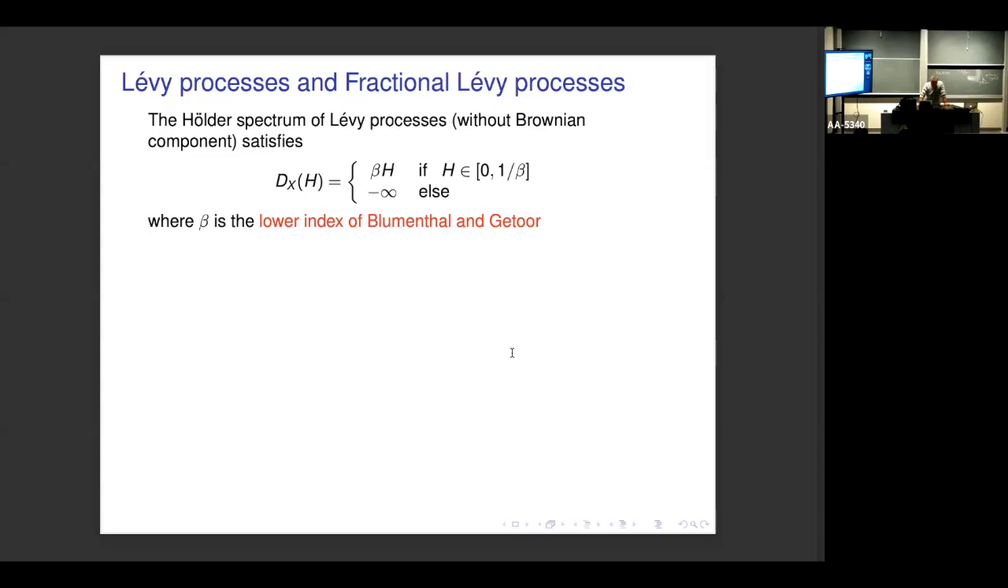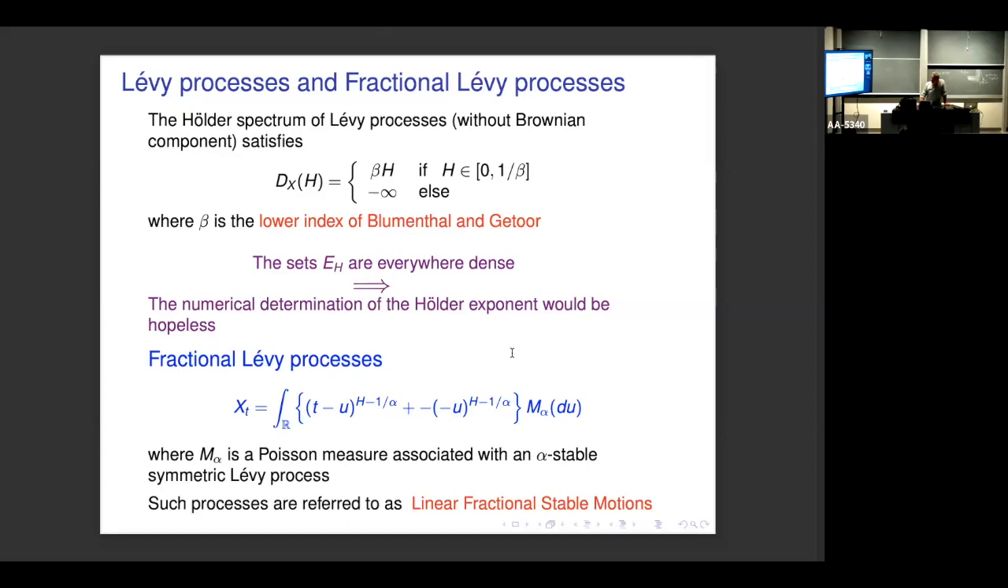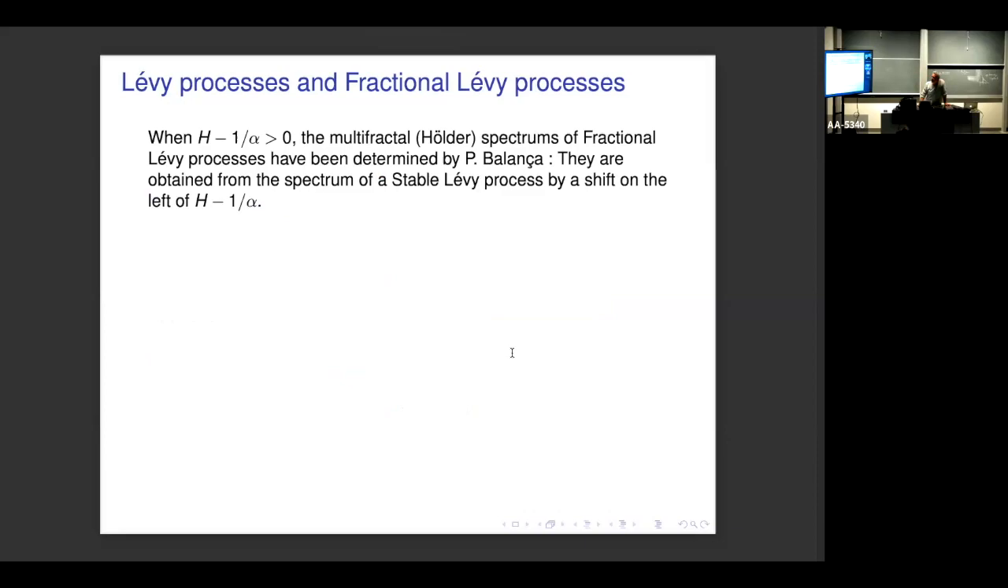Okay, so just to show you some Levy processes and fractional Levy. By fractional Levy processes, we talk about either fractional integrals or fractional derivatives of Levy processes. So this is just a formula of how to compute the fractional integral on a sample path. The formula is not really important, but I wanted to show you the numerics. Also Paul Balanza in his thesis determines the Hölder spectrum when you take a fractional integral.